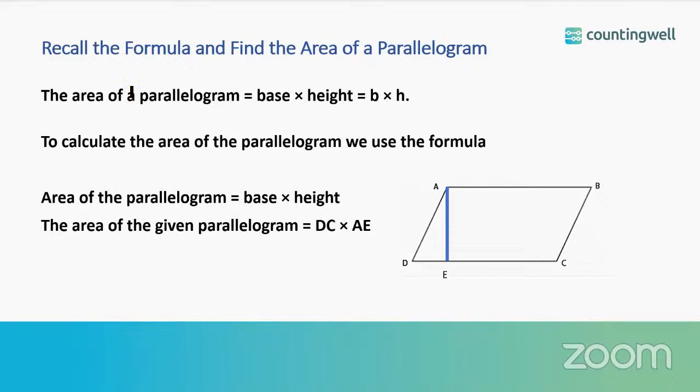Next, let us recall the formula and find the area of a parallelogram. The area of a parallelogram is nothing but base into height, which is b into h. For example, here you can see one parallelogram ABCD with height AE. If we multiply base and height, here we have DC as the base and AE as the height. This will give you the area of the given parallelogram ABCD.